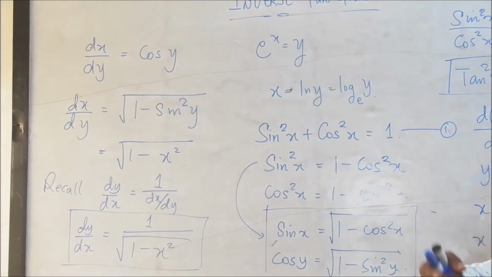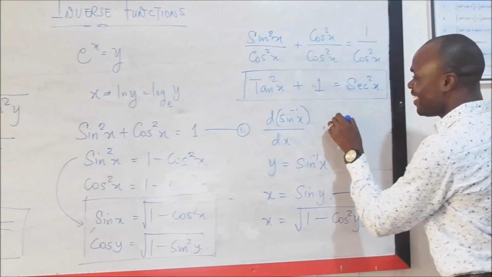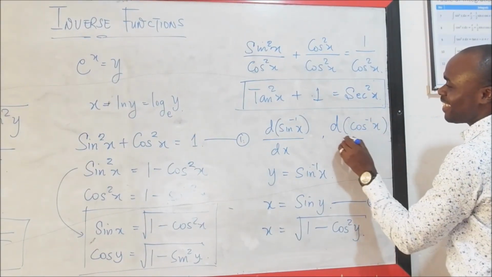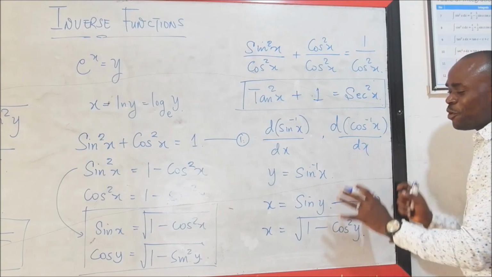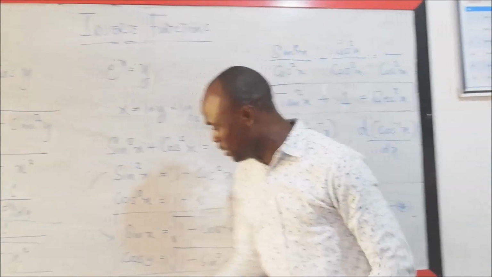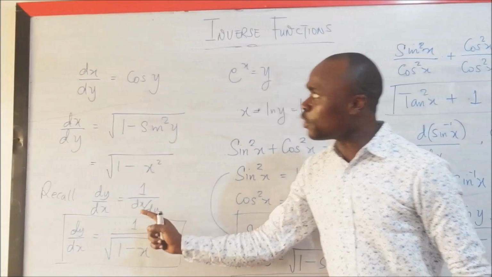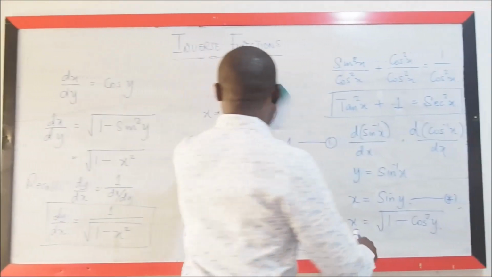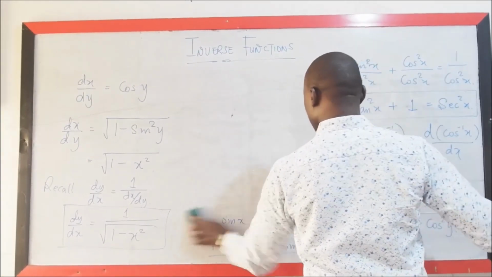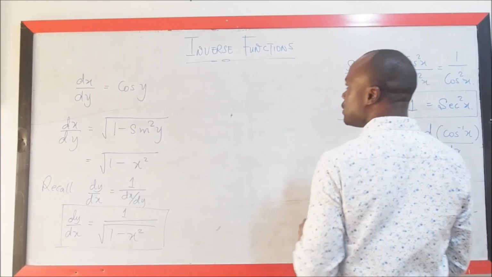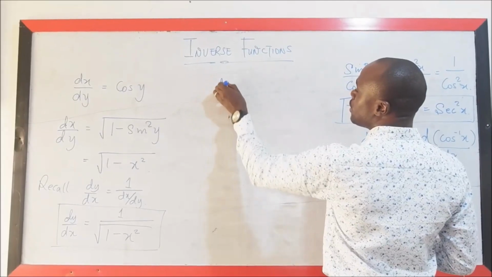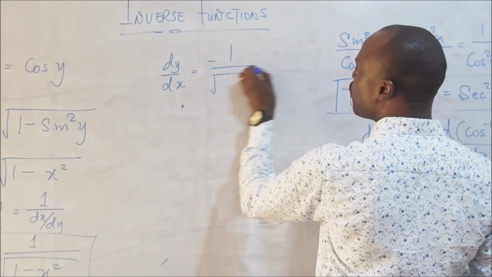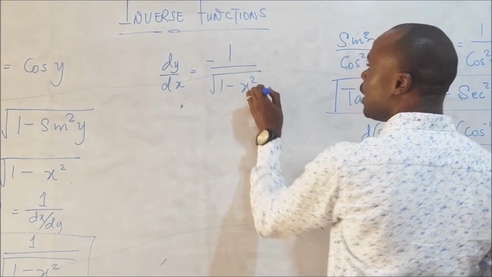Now, I'm going to give you an assignment of trying the derivative of cos inverse of x with respect to x. If you follow this pattern clearly, what I have just done by making use of this, you are going to see that your dy/dx is going to be equal to minus 1 all over the square root of 1 minus x squared.